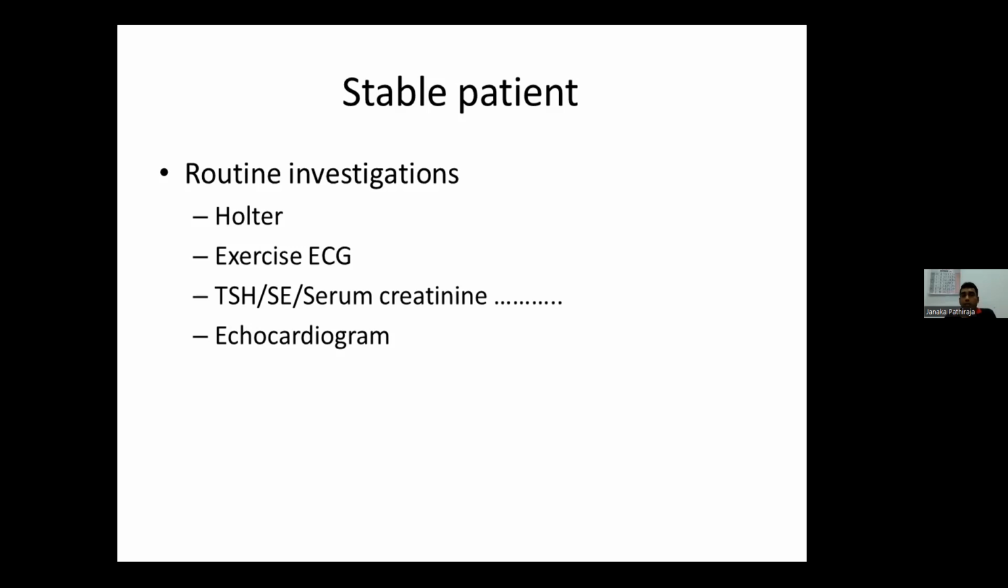Then other investigations like TSH, serum electrolytes, creatinine, depending on your suspicion. We should not do all those investigations for each and every patient. Depending on your suspicion, you can select the investigations. If you suspect hypothyroidism, maybe by looking at the patient and when you talk to them, you can understand this patient is hypothyroid, right? Then you can go for the TSH. Like that, you can select other investigations depending on your suspicion.